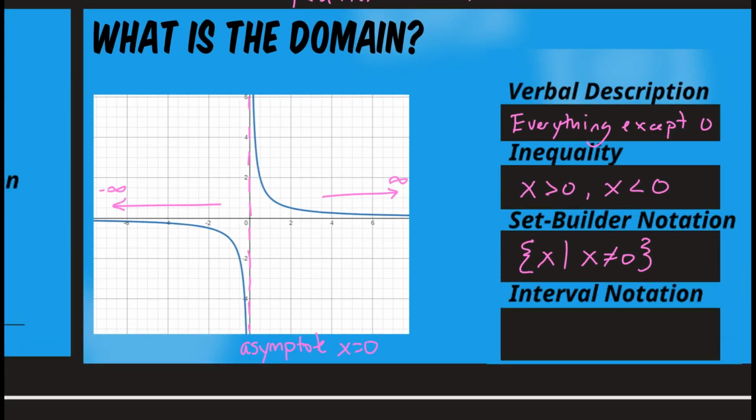Interval notation, our lowest value is negative infinity. We go up to, when do we stop? Remember, interval notation, you read left to right. So you ask yourself, when do we stop going up? Oh, we have a stopping point right there at 0. And we're not equal to 0, so we put a parenthesis. And we start back up right after 0. And then we keep going to infinity.